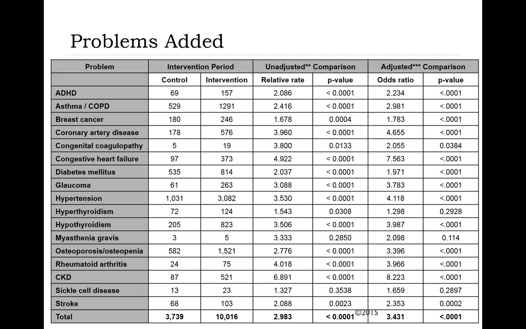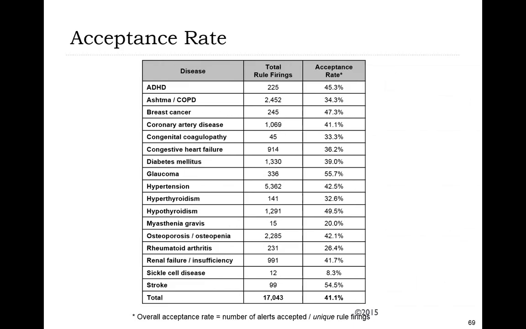If you go forward one more slide to the acceptance rates here, the acceptance rates were pretty high, on average about 40%. And I told you there were two ways you could override the alert. One of them was to actually say, my patient doesn't have that. That was actually pretty uncommonly done. The other is just to close out of the alert, and that was much more common.